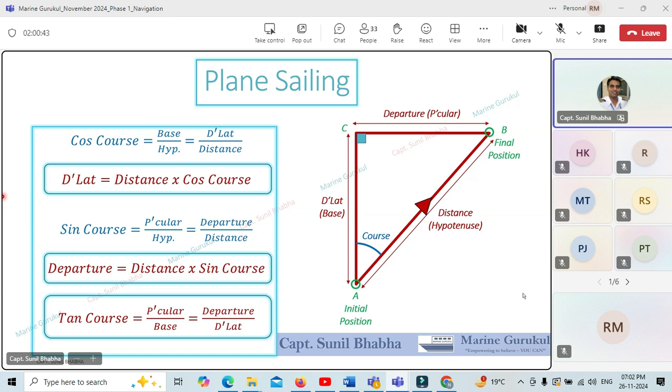But when you are doing plane sailing, these two positions are not on the same parallel. So departure here will not be equal to the distance. Here the departure is basically telling us that on a Mercator chart, how much A and B are far apart in the easterly westerly direction. That's it.